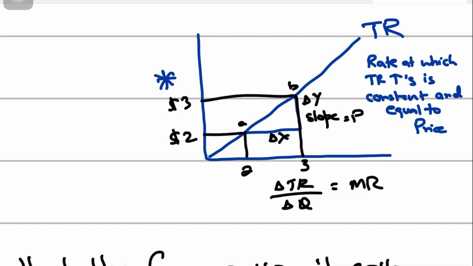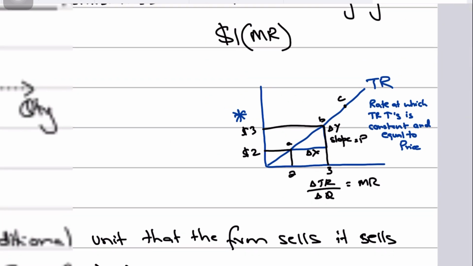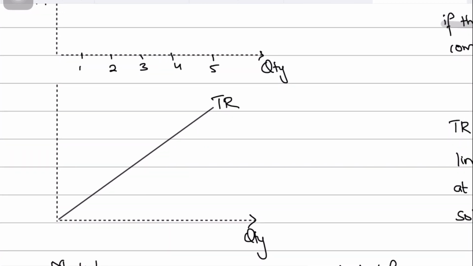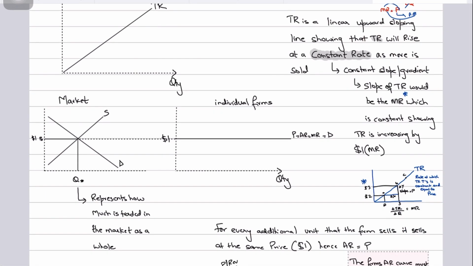And if you calculate the slope between 2 points on a straight line, on this total revenue line, the slope will tell you simply by what rate your revenue is rising or going up, and you'll see that the increase in total revenue is always $1, right? So the total revenue line, guys, is basically an upward sloping linear line, right?